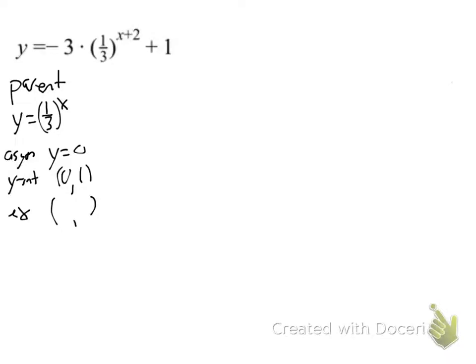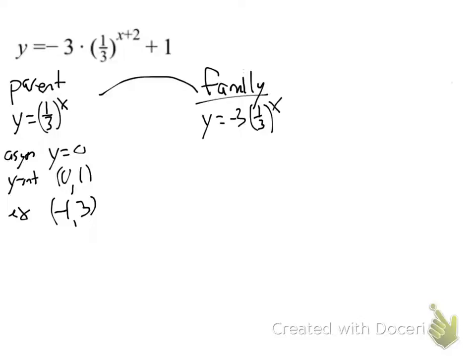This is decay, so we're going to choose what? -1. And when I put a -1 on a fraction, it takes the reciprocal, which makes it 3, which makes a nice number. No fractions involved. I like that. I like it when I can avoid fractions. We build our bridge to the family. And the family is what? -3 times 1/3 to the x, correct?